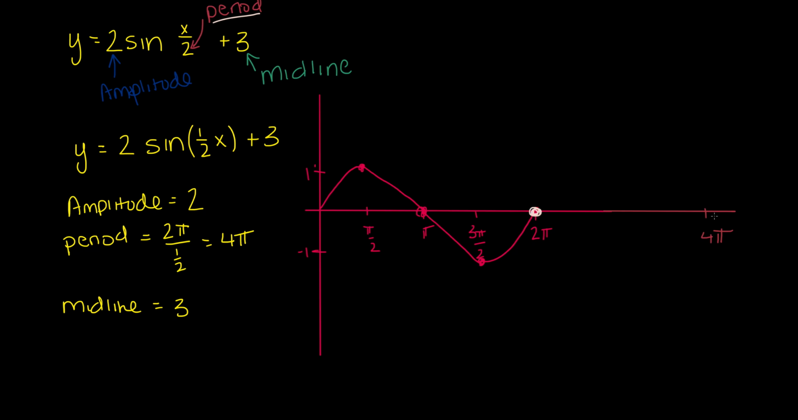So 4 pi, we begin here at 1. I'm not going to add the amplitude in here yet, but I know halfway between 0 and 2 pi, we're going to have my maximum. And halfway between 2 pi and 4 pi, which is 3 pi, we're going to have my minimum. So my period has stretched my graph out.